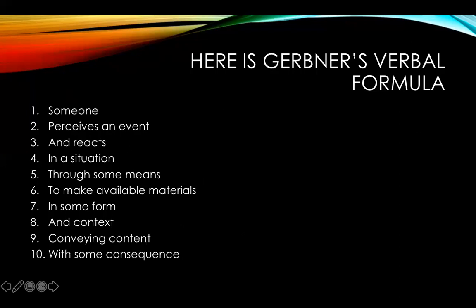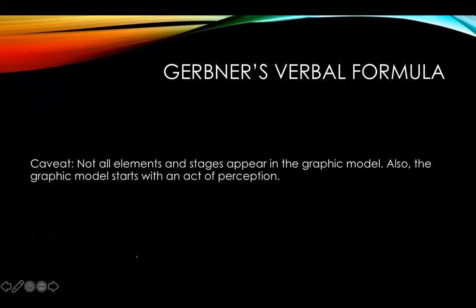Here is the verbal formula of Gardner's model, and I will quickly go over this. A person perceives an event and then reacts to a situation, and then through some means and whatever material is available to him, camera, recorder, microphone, whatever, he in some form and within a context conveys the content, which means he is transmitting the content with some consequences.